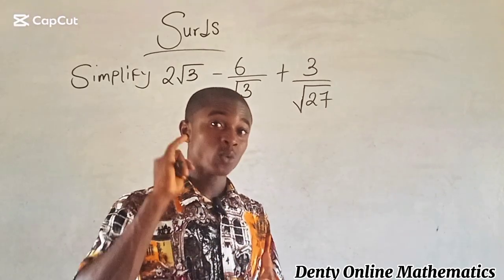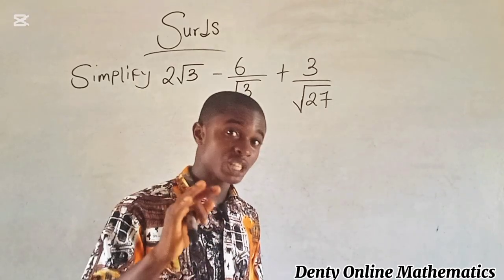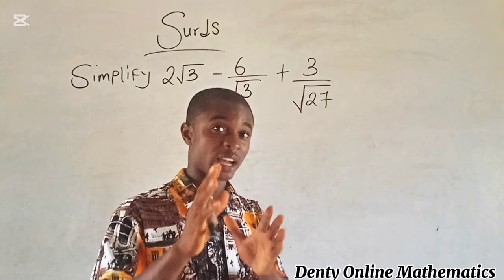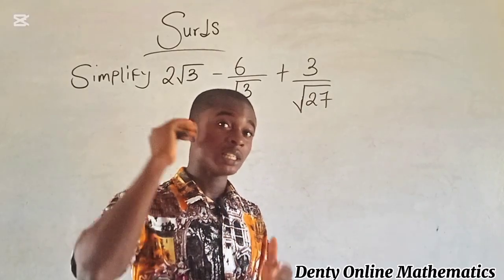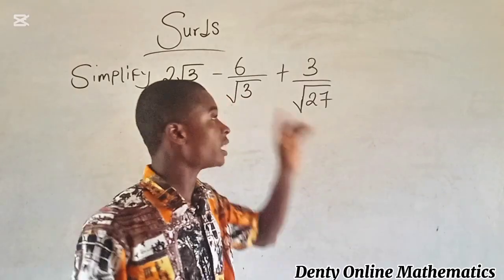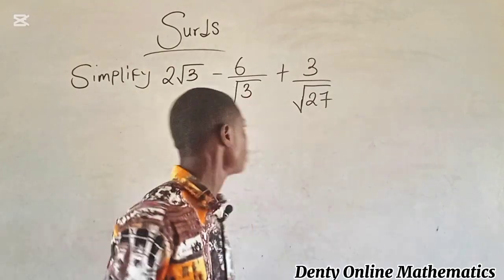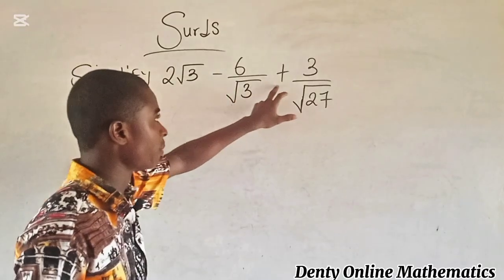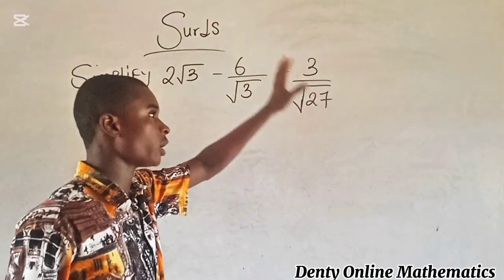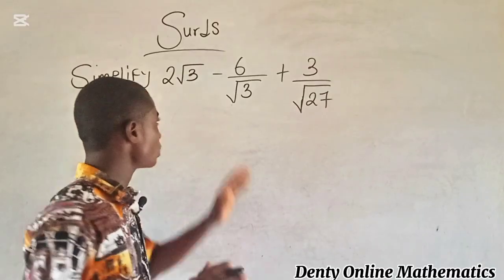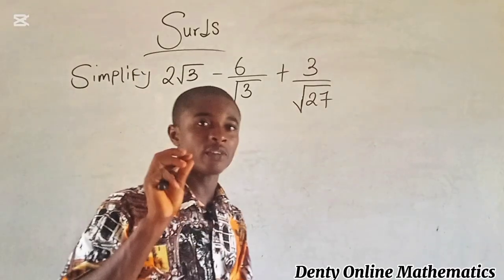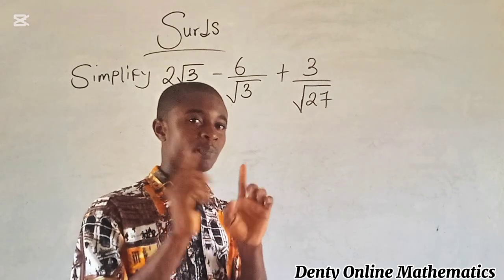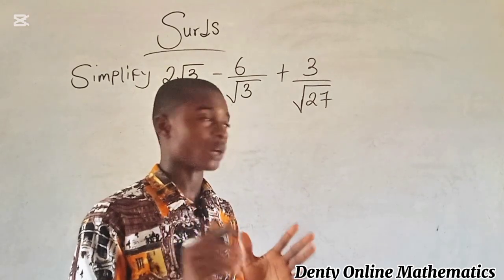If you are writing WAEC, NECO, GCE, JAM in mathematics, whatever exam you are writing as far as mathematics is concerned for the secondary to the first year students, then this video is for you. We have to simplify (2√3 - 6)/√3 + 3/√27. When you have to simplify something, it means how can you break down that thing to the simplest way you can. That's what we are going to do here.